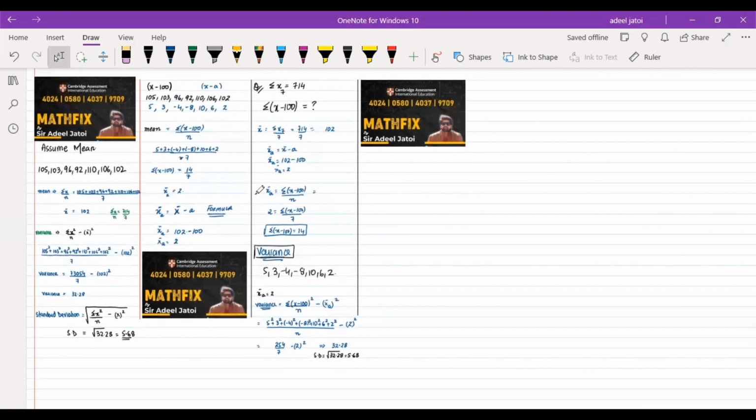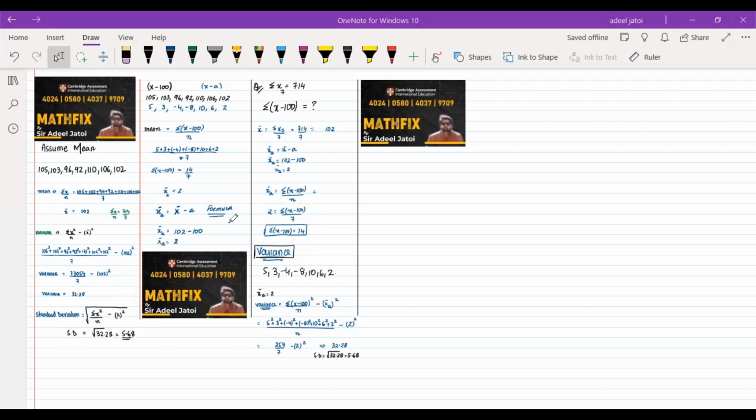So what we did right now shows that whether the data is normal or assumed, your variance and the standard deviation will be the same. We calculated our variance for this data, which was 32.28, and the standard deviation, which was 5.68. We got to know that each number is subtracted by 100. So each number is subtracted, and we got 5, 3, -4, -8, 10, 6, 2. When we got these numbers, we eventually solved the assumed mean, which was 2.